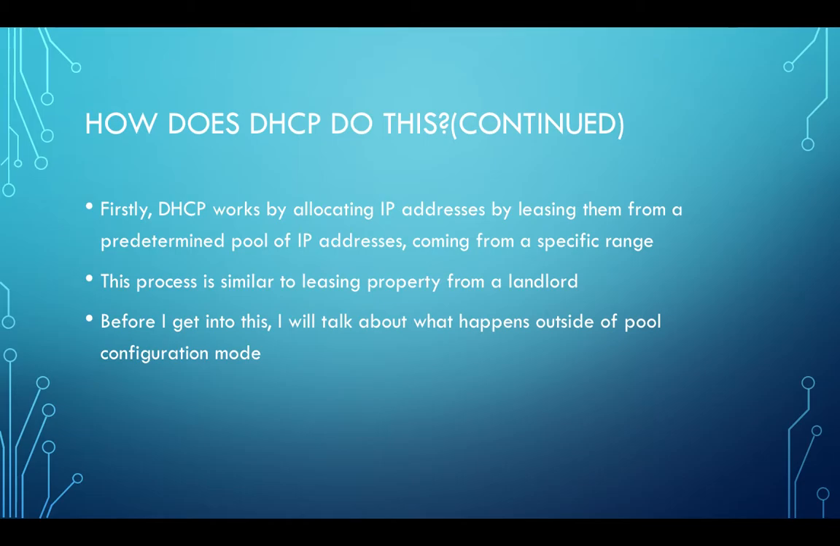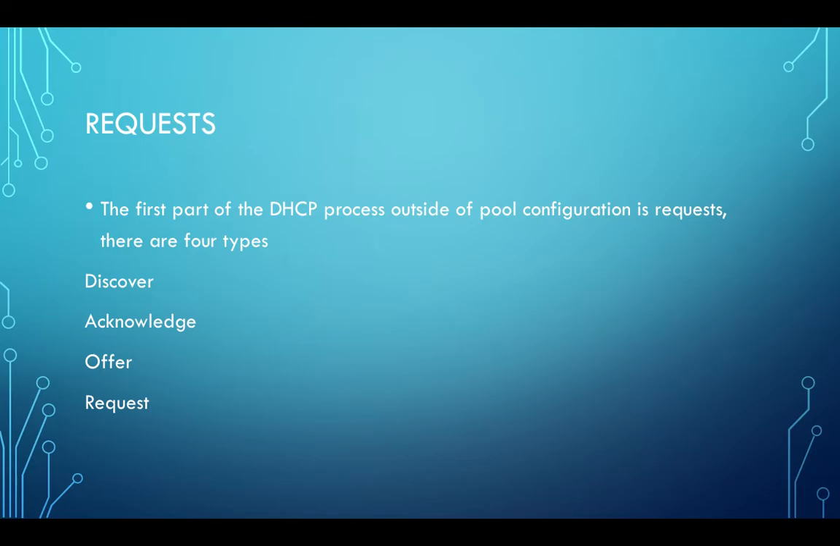Before I get too much into this, I'd like to talk about what happens before the actual pool configuration. It's important to understand these interactions between the clients and the DHCP server. The first thing that these devices do and how they communicate is through requests. There are 4 different types of requests.